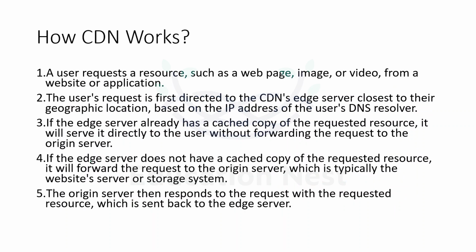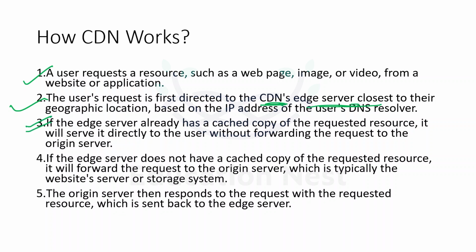So how will it work, basically? If we see, the CDN would be working on these different steps. So first of all, the user will request any kind of resource such as a web page, image, or video from a website or application. The user's request would be first directed to the CDN's edge server, which is closest to their geographical location. And how would this be decided? The closeness of the server is determined through IP address. Okay, so based on the IP address of the user's DNS resolver, we can understand what would be the nearest edge server to them.